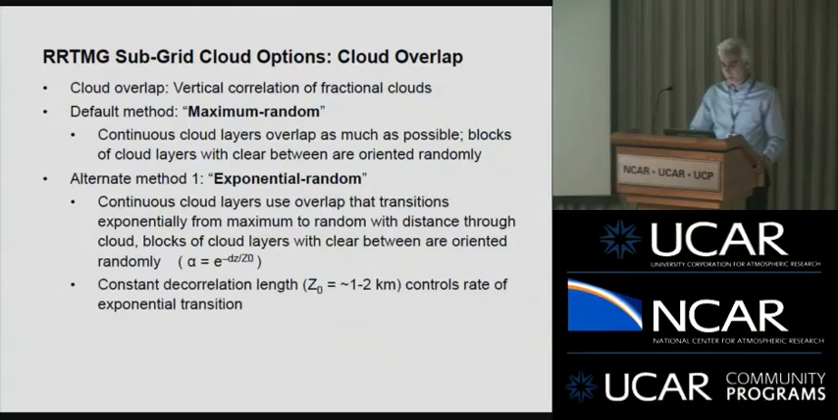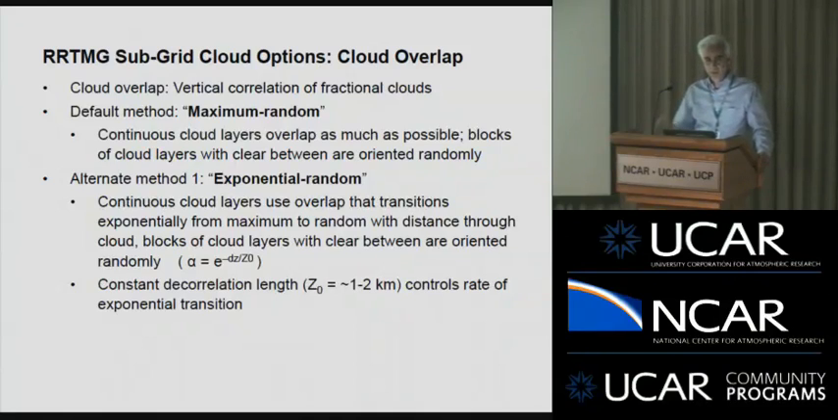It relaxes that maximum restriction within a tall block of cloudy layers by allowing the overlap to transition exponentially from maximum near the bottom to random near the top. Separate blocks of cloudy layers are still treated as random, but within a tall block of cloudy layers, it decays exponentially from maximum to random using a simple exponential I have on the screen here.